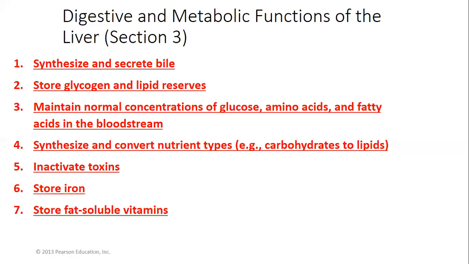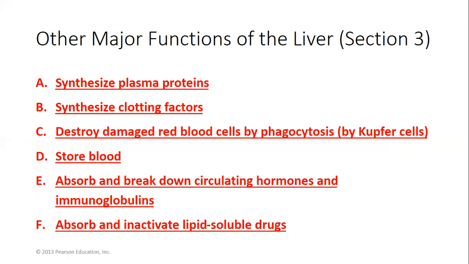So you can basically synthesize and convert nutrient types. So the liver is really fancy. It can inactivate toxins, so it helps filter the blood, store iron, but also store fat-soluble vitamins A, D, E, and K. Other major functions. So the liver is crazy.